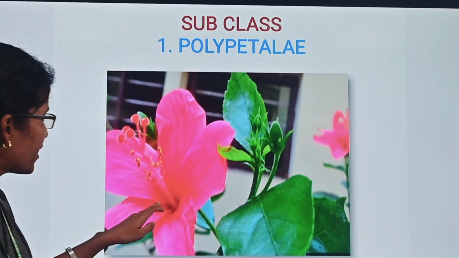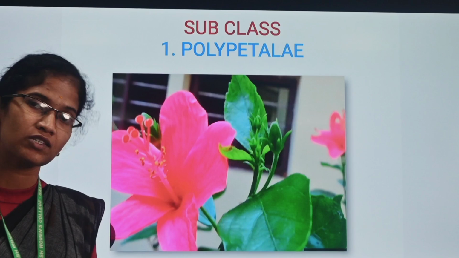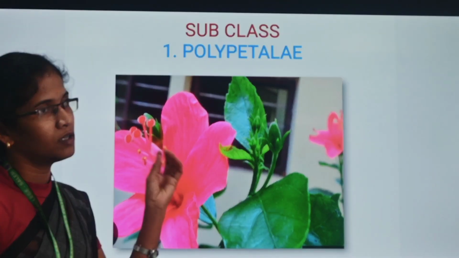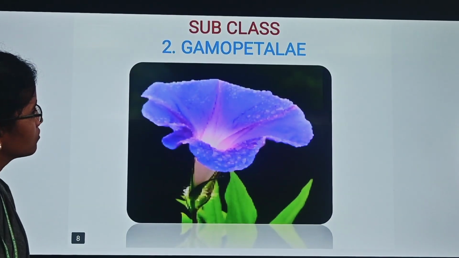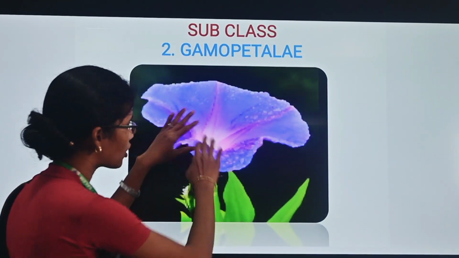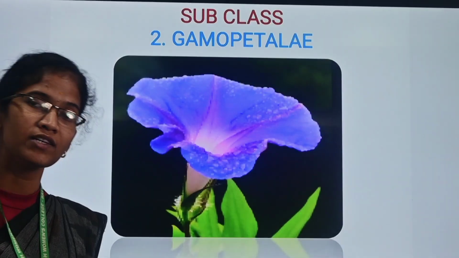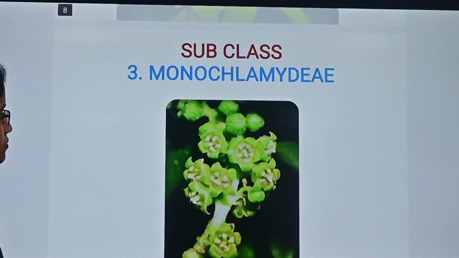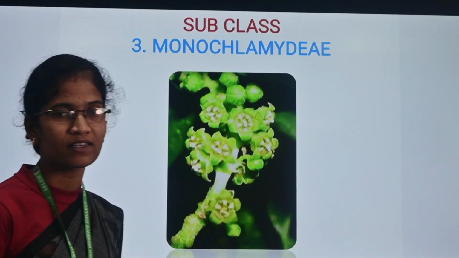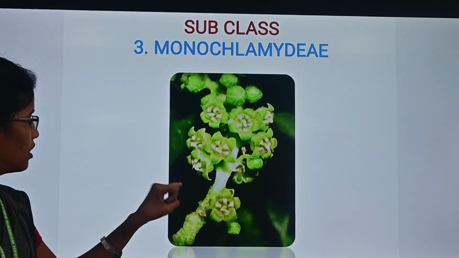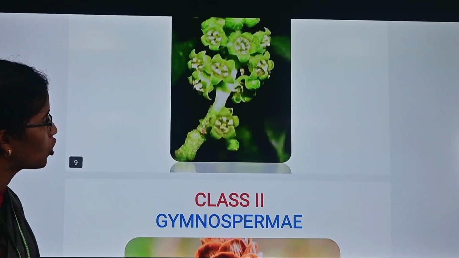Polypetalae. Polypetalae flowers are tetramerous or pentamerous, and the petals are free in arrangement. Next, Gamopetalae. Petals that are fused together are called Gamopetalae. Calyx and petals are distinct in nature. Next, subclass 3, Monochlamydeae. In Monochlamydeae, petals are absent. Instead, the calyx is arranged in a petal-like structure. So this is called Monochlamydeae.